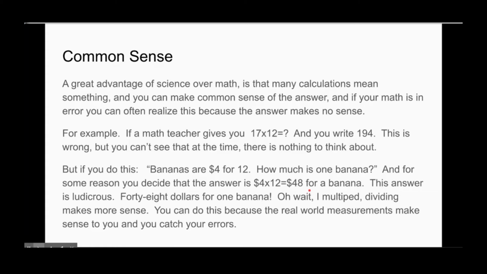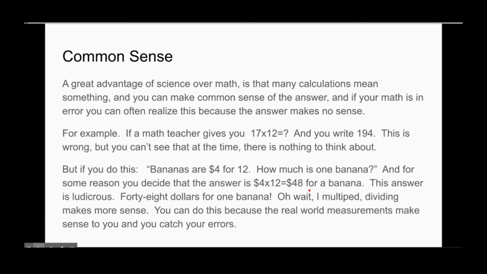A great advantage of science over math is that many calculations mean something, and you can make common sense of the answer. And if your math is in error, you can often realize this because the answer makes no sense. For example, if a math teacher gives you 17 times 12 and you write 194, this is wrong, but you can't see it at the time because there's nothing to think about. But if you do this, bananas are $4 for 12. How much is one banana?